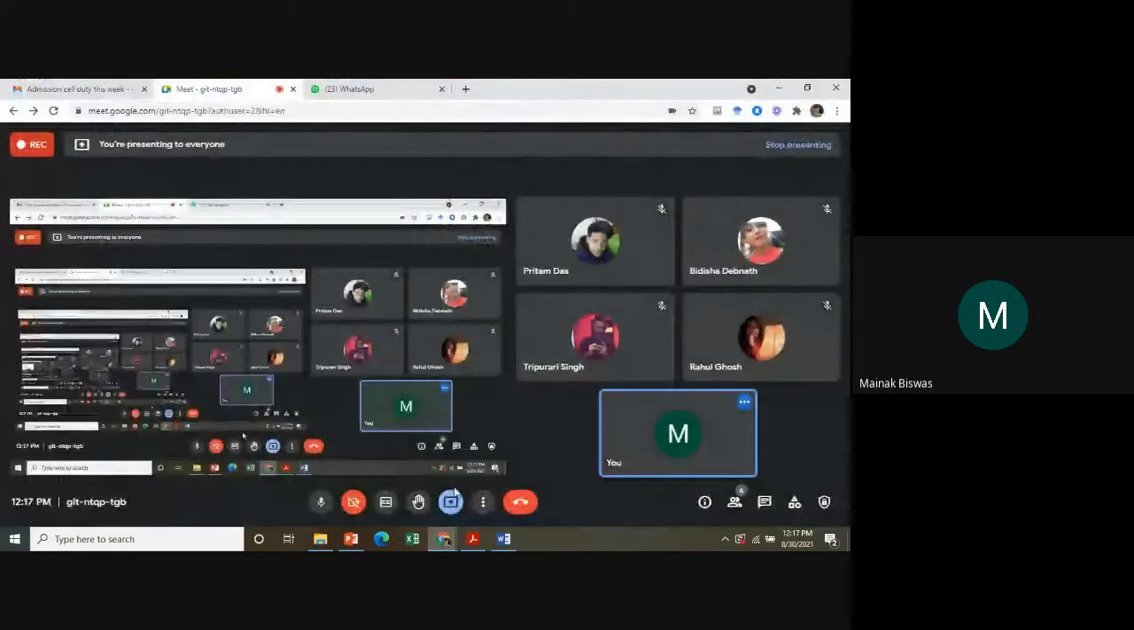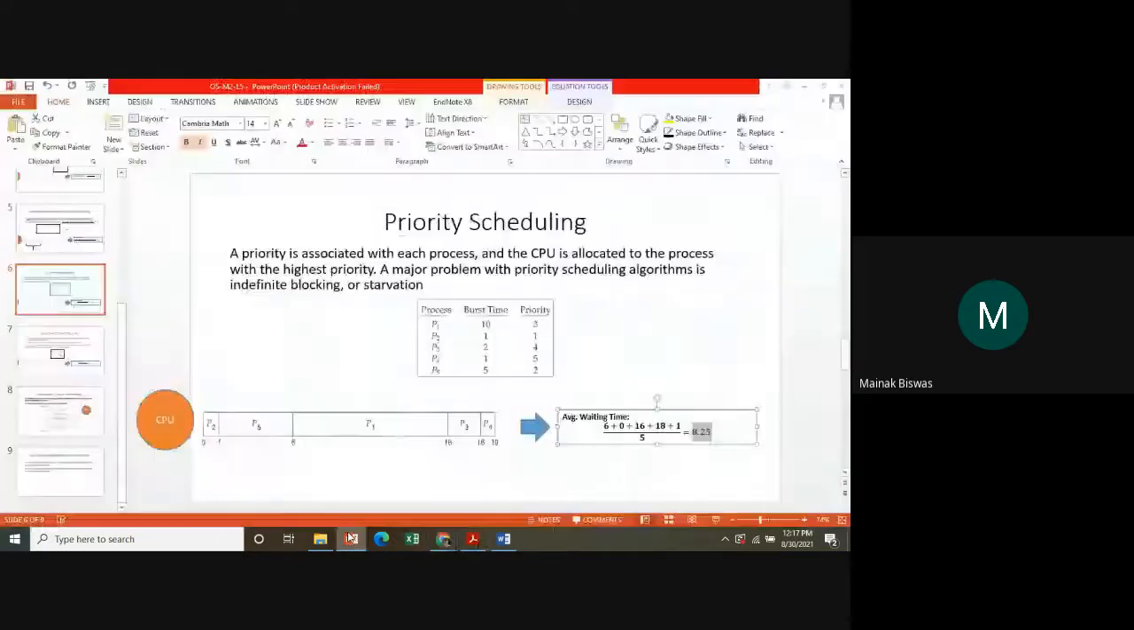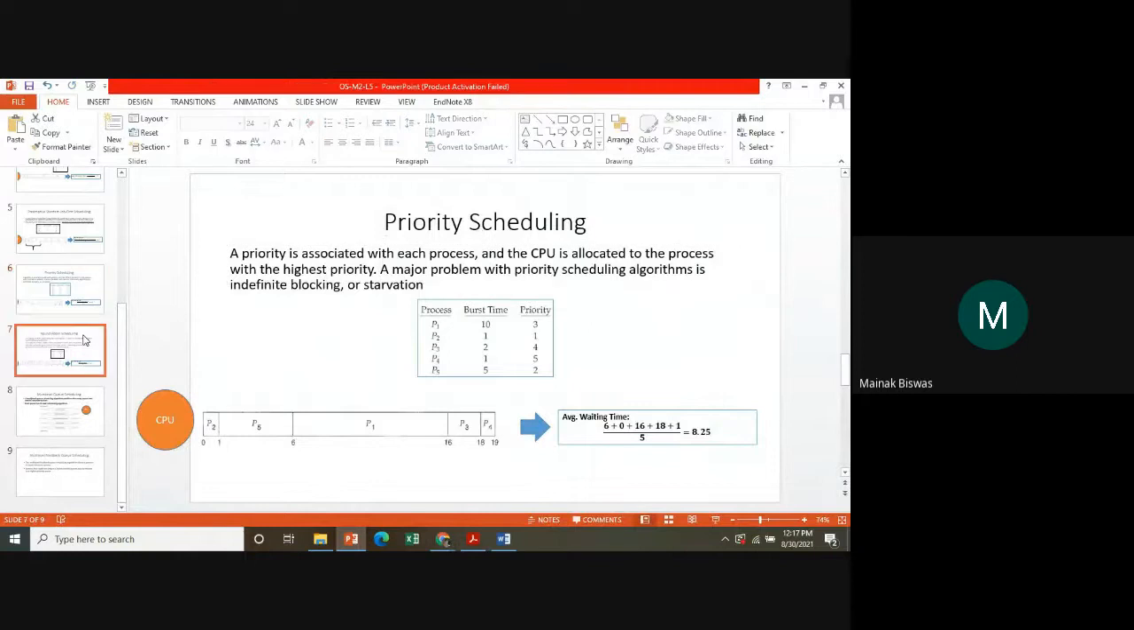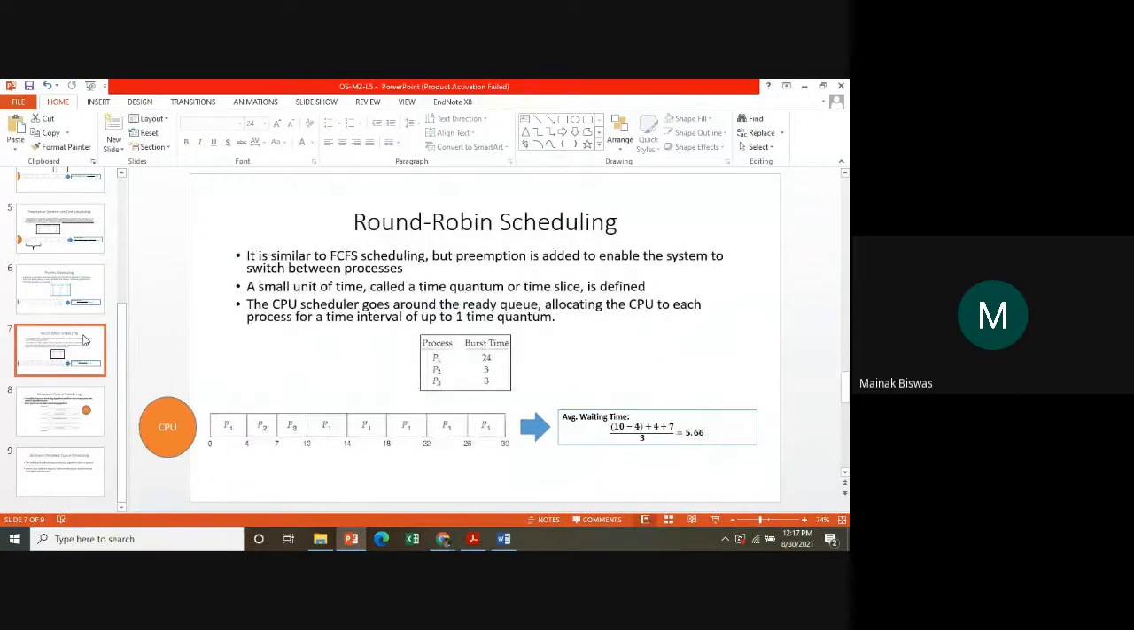Okay. So now let us go into the previous class and understand this one. So priority scheduling, we have solved on this problem and we have solved one arithmetic problem. Now comes the round robin scheduling. So what is basically the difference between the round robin scheduling and other scheduling algorithms? So in round robin scheduling, each process is given the same priority in terms of time. So it is similar to the FCFS scheduling, but preemption is added to enable the system to switch between processes.